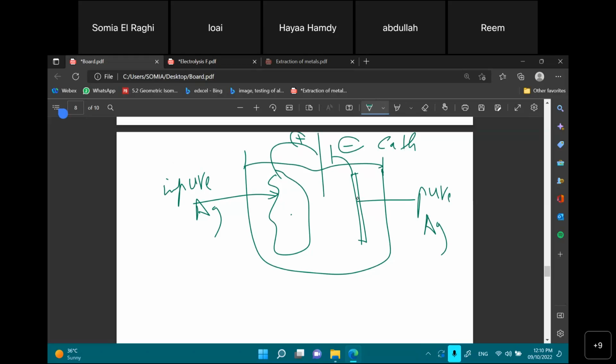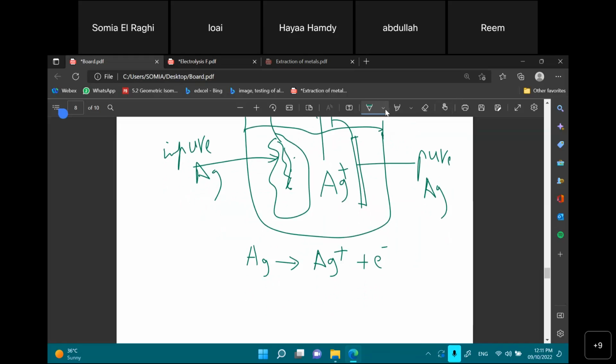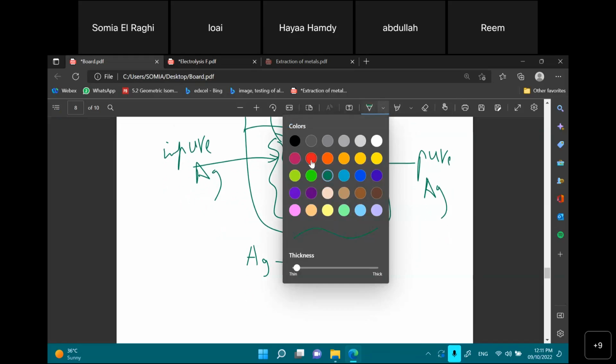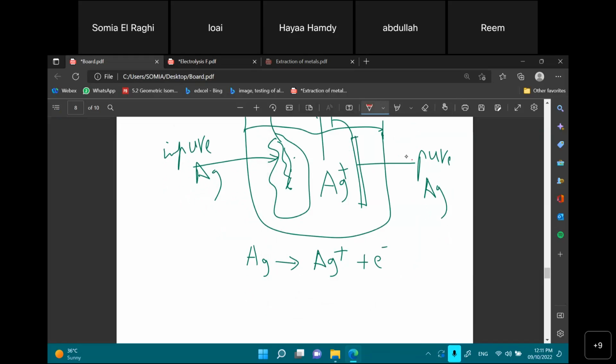What will happen? The anode dissolves, forming ions. For silver it is only +1. Memorize it, please. I get silver ion +1 electron. Where will it go? Here in the electrolyte. With this one dissolving, that means it will disappear after a while. It's shrinking. Its mass decreases. And then the silver ion, where will it go?